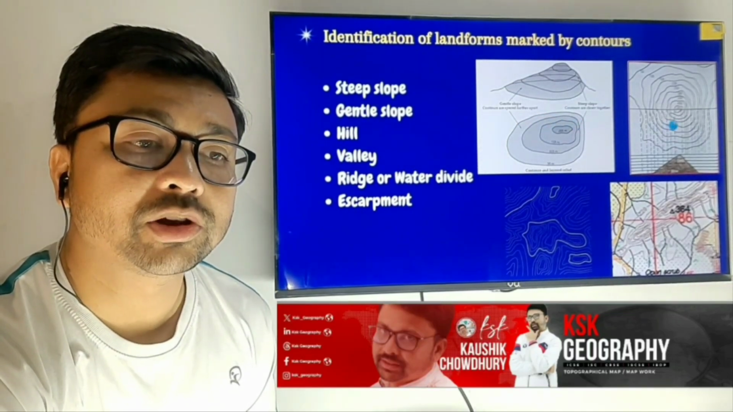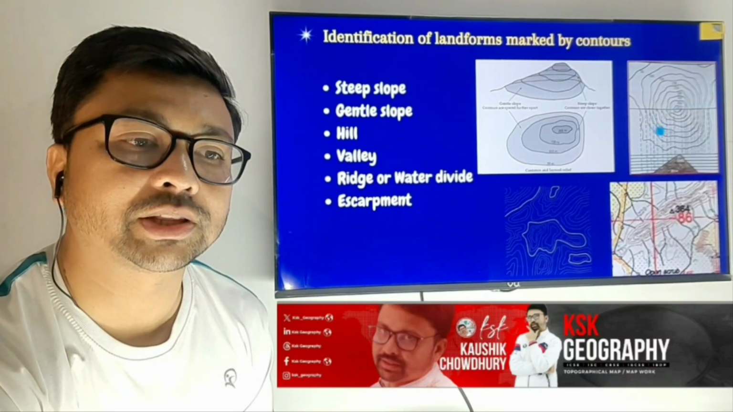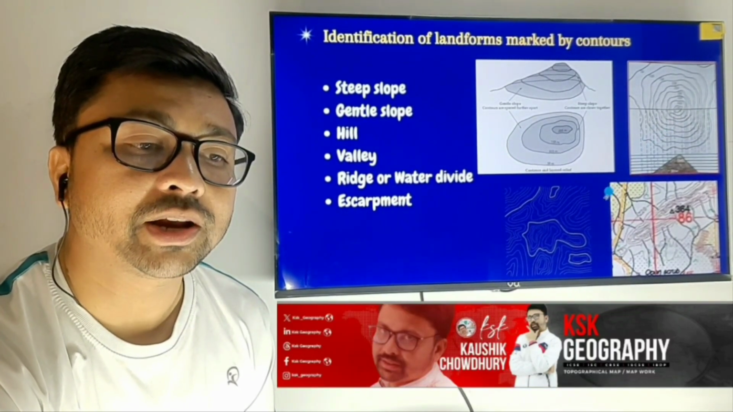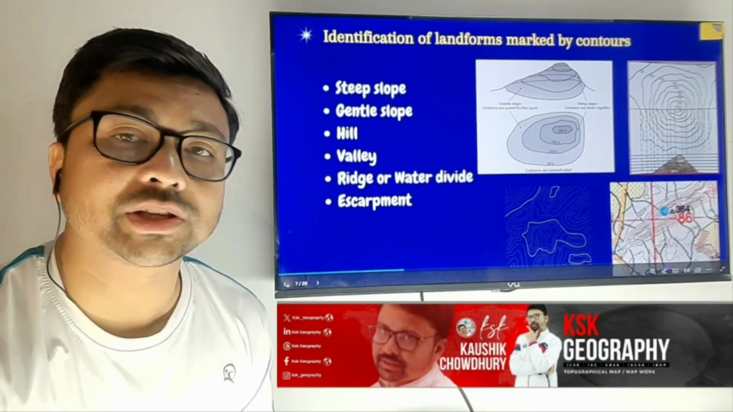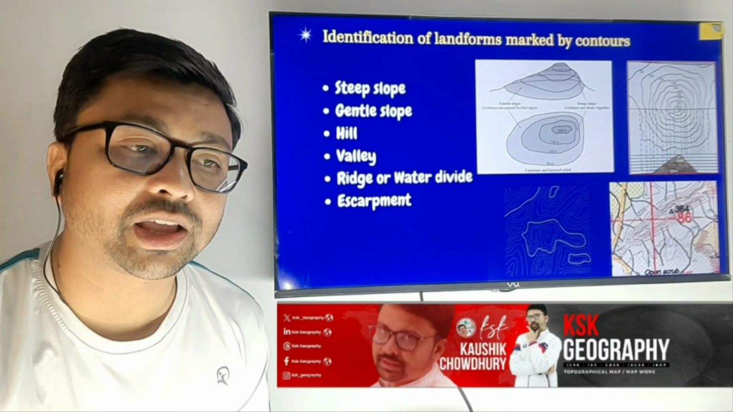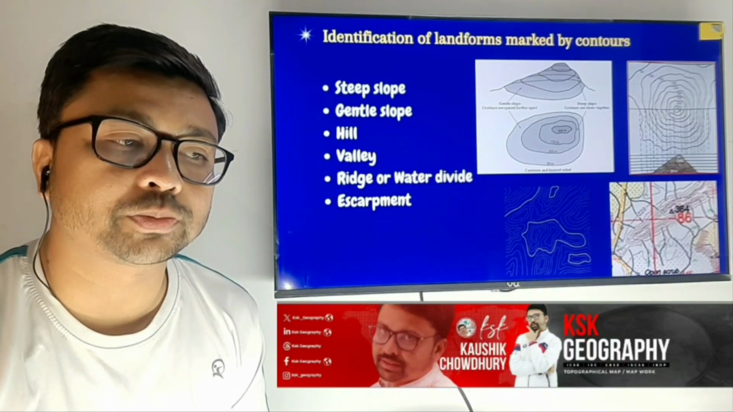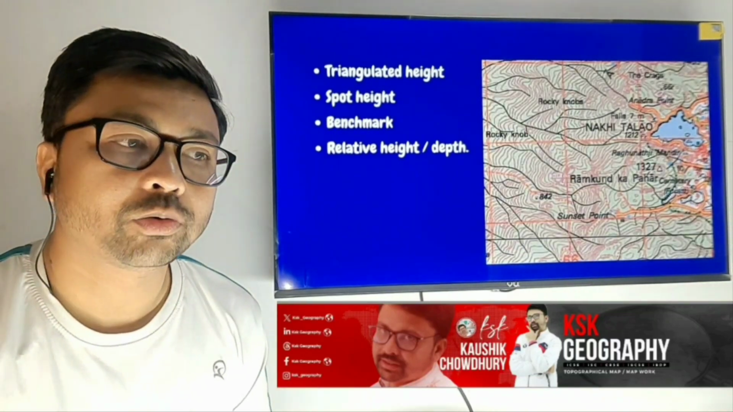For a hill, you will see a circular pattern of contours. Here you can see the circular pattern contours are there, it means those are the hill. Next one, you will get the ridges. Ridges you will get with a pattern like this: the concentric circle, and within the concentric circle some more concentric contour patterns will be there. It means those are the ridge. Let's start with the next one.